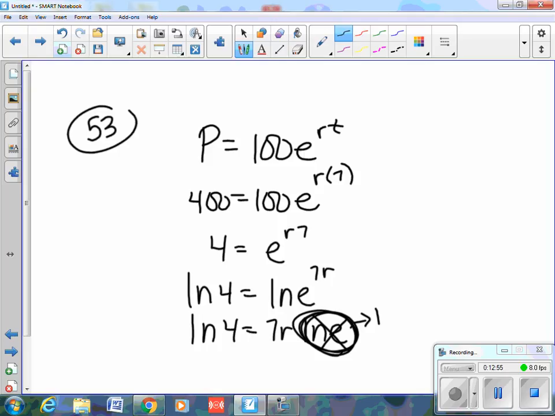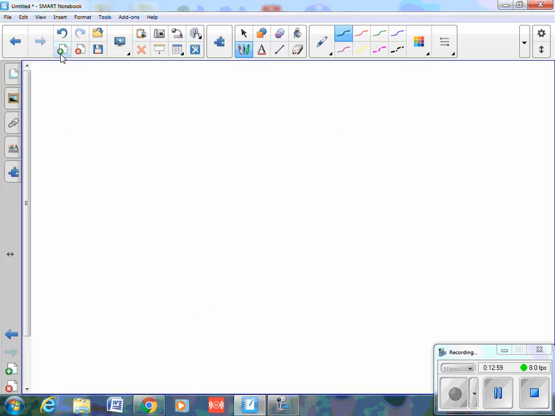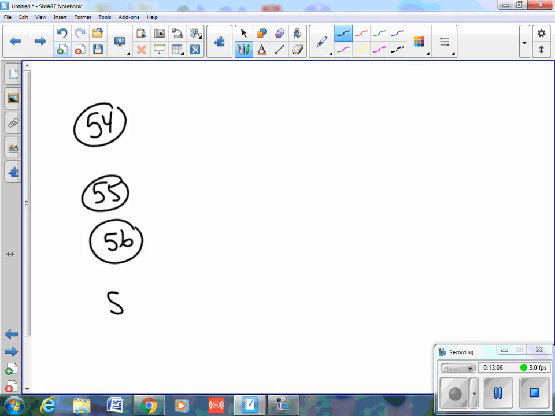Okay, a couple more. On the back, there's some formulas you need to do. I want to continue and do 54, 55, 56, and 57, and then we will be done in the next couple of minutes. So, if you see 2 log a base 3 of 3, I can take that 2 and put it up here.